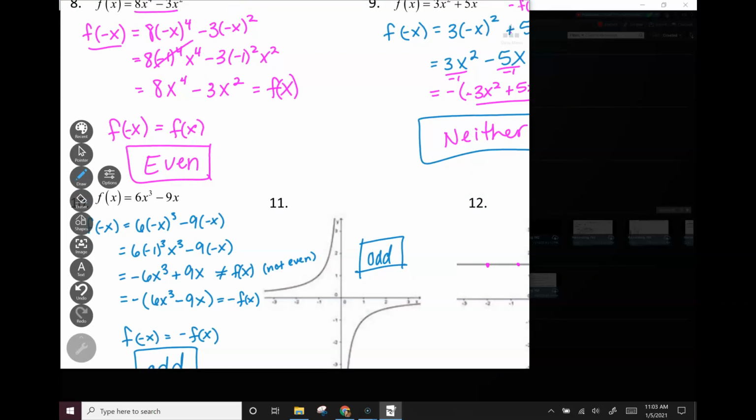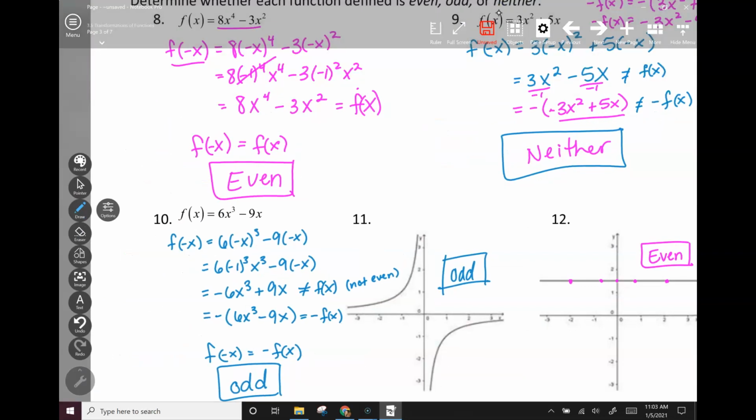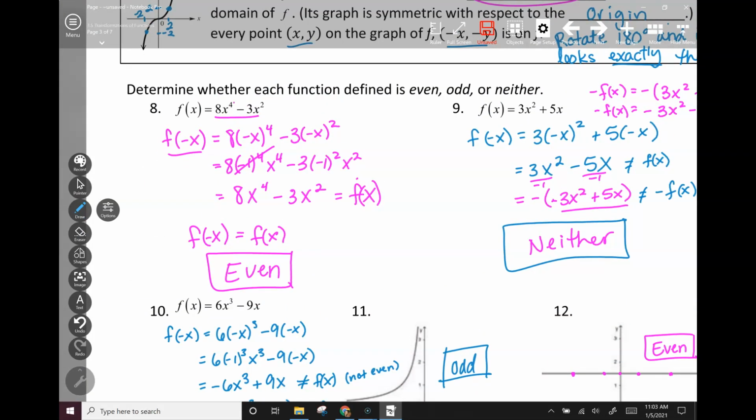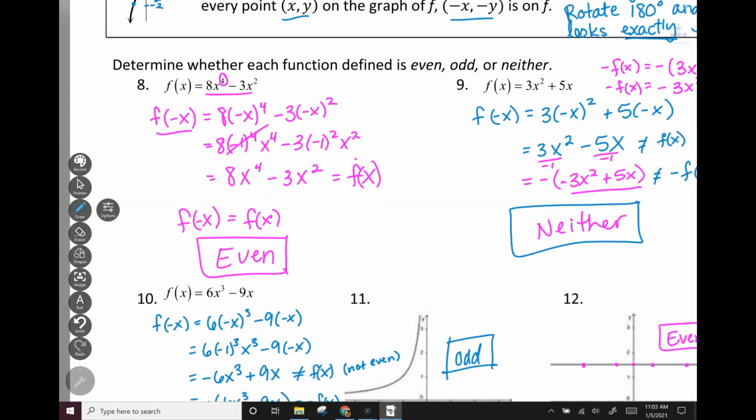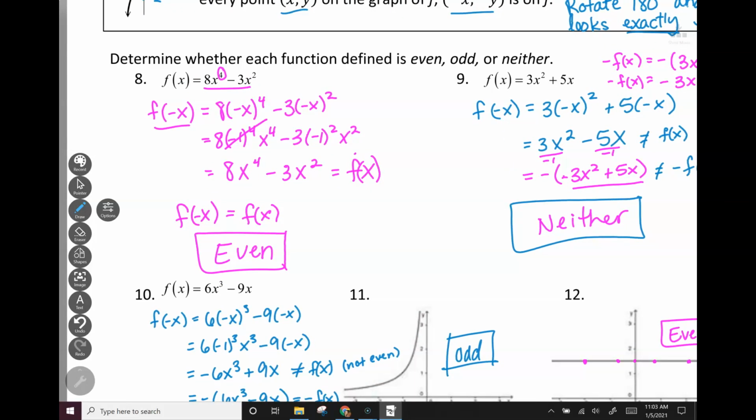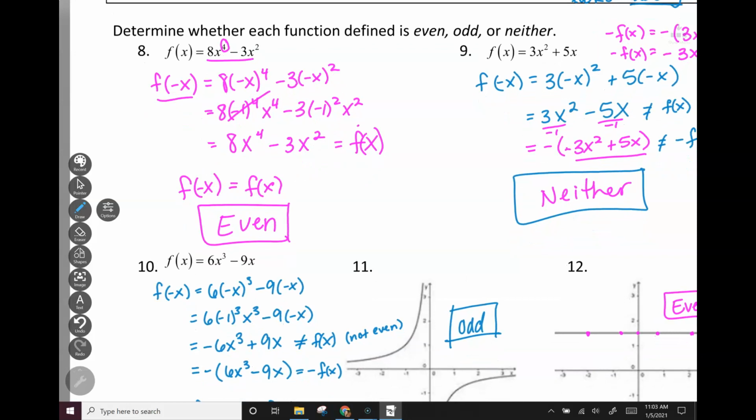So notice on number 8, when it ended up being even, the power up here was even. The degree of the polynomial was even. And when it was odd, on number 10, the degree of the polynomial was odd. But then why on number 9 was that not even, since the degree of the polynomial was even?